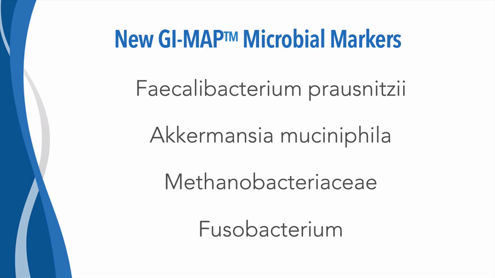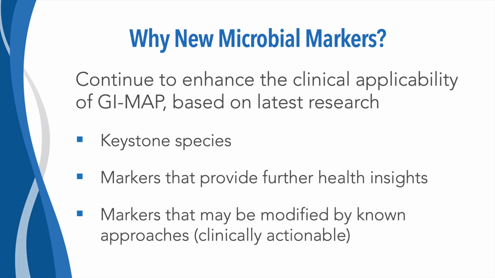This next slide shows the new microbial markers that have been added to GI map. And these are the markers that I'll be discussing in this video. They are Fusobacterium prausnitzii, Akkermansia muciniphila, Methanobacteriaceae, and Fusobacterium. So before we dive in, I just want to give a quick background on why we decided to add these particular markers to GI map.